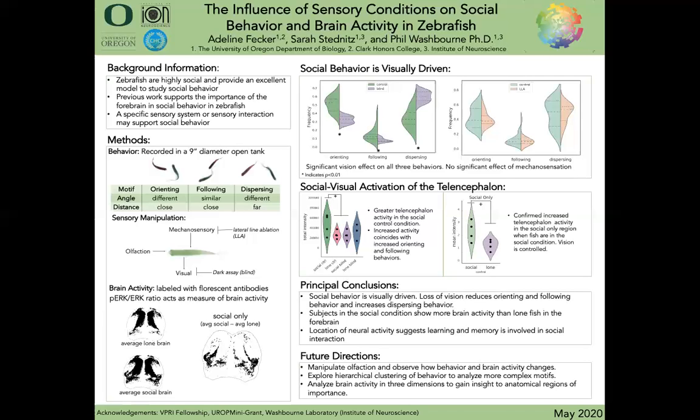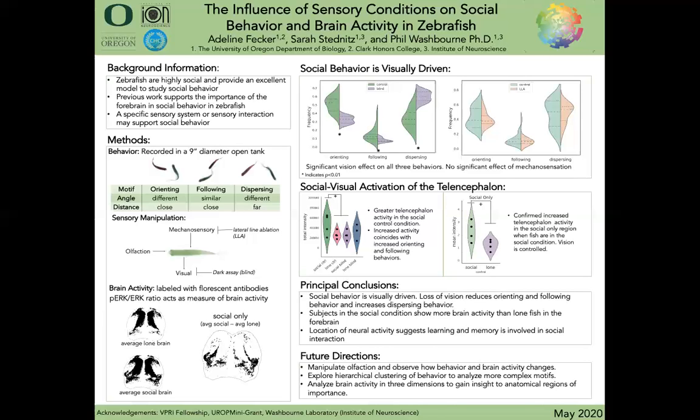And then to answer the second part of the question, we can look at brain activity in these fish using phospho-ERK protein. And you can see we are able to achieve what the average signal looks like in the forebrain when fish are alone, so in this average lone brain. And we can also see what the average signal looks like when fish are in a social condition. And you can already see that, yes, there is more activation in the telencephalon, or the forebrain of the zebrafish, when they are in a social condition. And from that, we can go further and identify the regions of the forebrain that are solely active when fish are social. And you can see this anterior part of the telencephalon is particularly active.